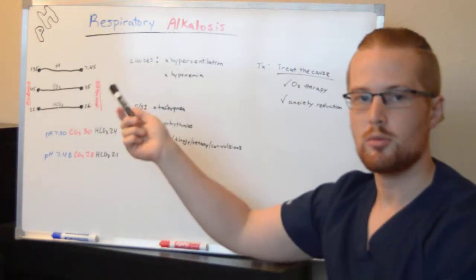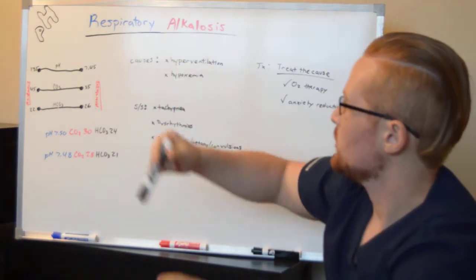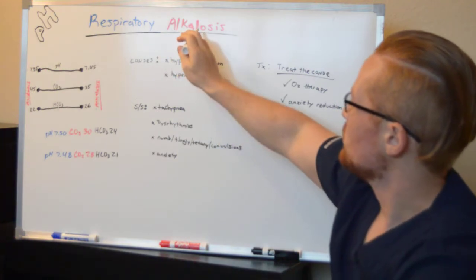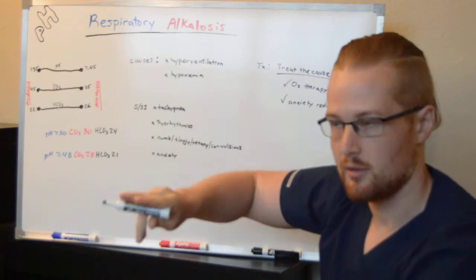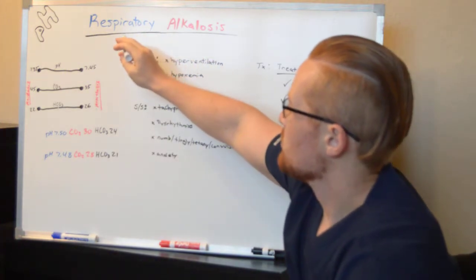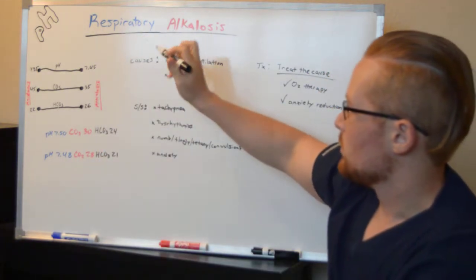Alright, let's talk about respiratory alkalosis. When I'm talking about respiratory alkalosis, I'm talking about alkalosis of the blood, which is that the blood has a high pH level. It's the opposite of acidic, and it's due to respiratory causes. So how do you know someone's in respiratory alkalosis?